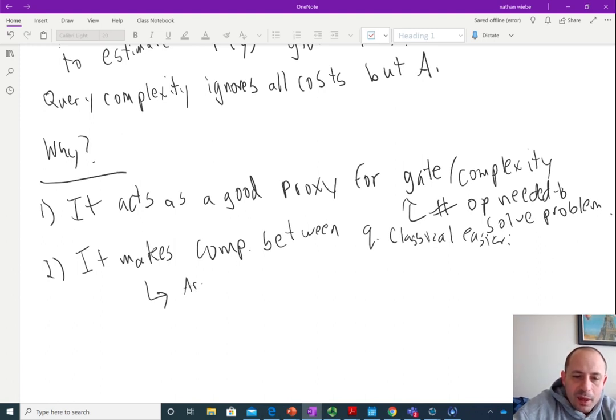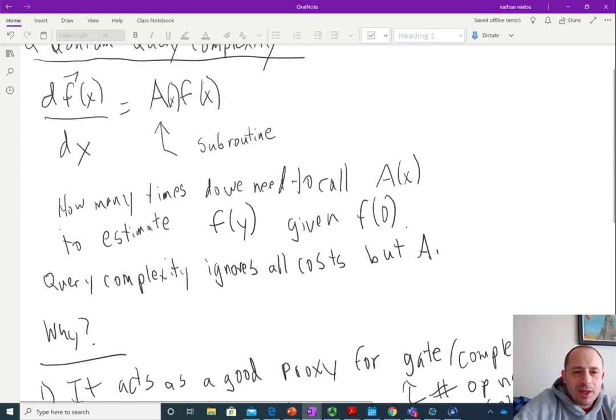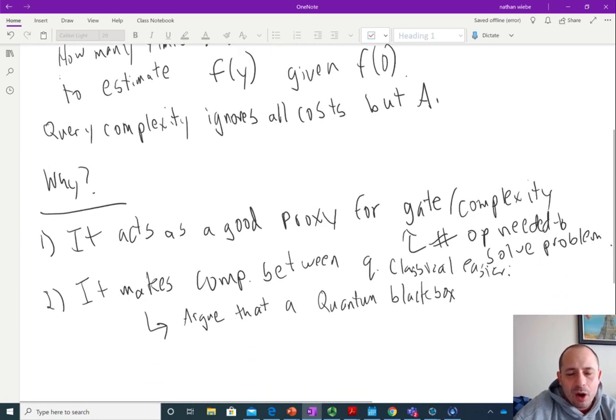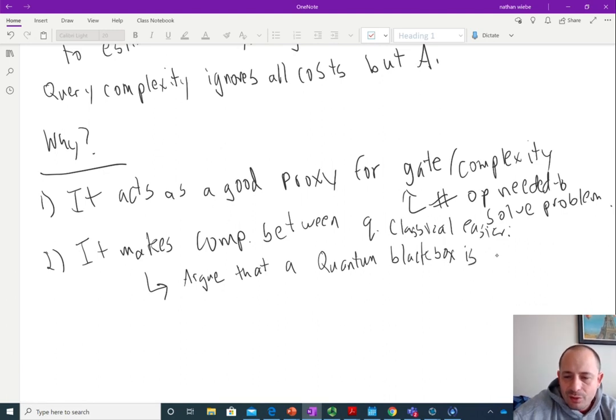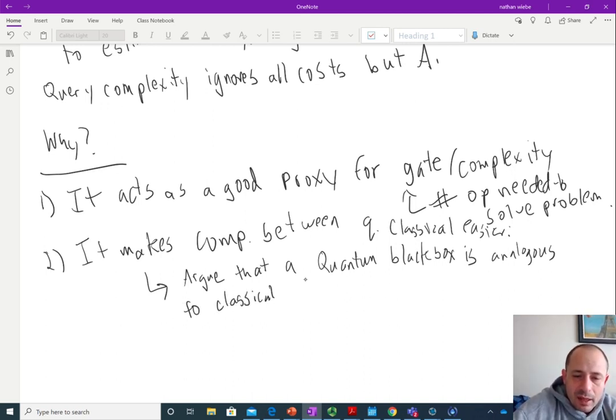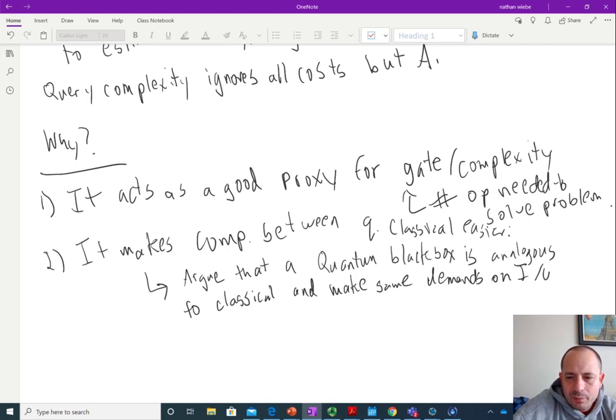argue that a quantum black box, i.e. some subroutine that ends up giving us A in this case, or whatever the arbitrary function is, is analogous to the classical one and makes the same demands on input and output, okay?